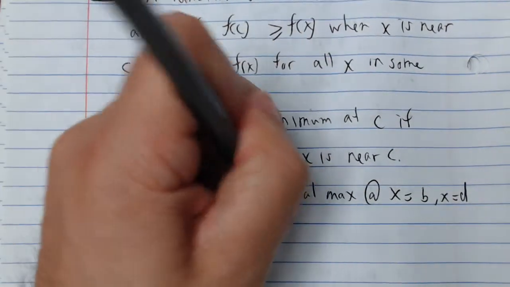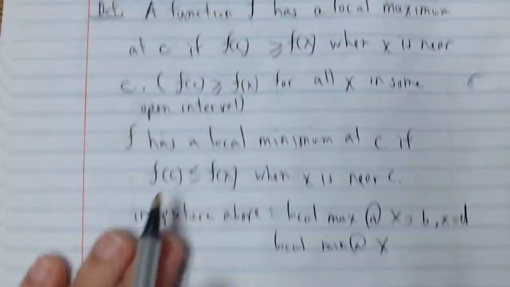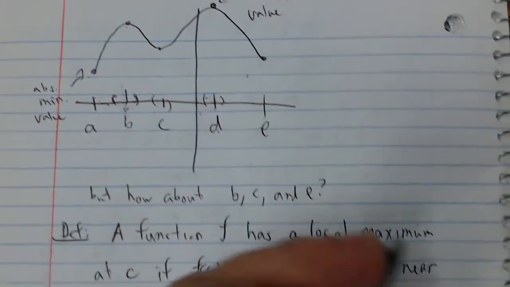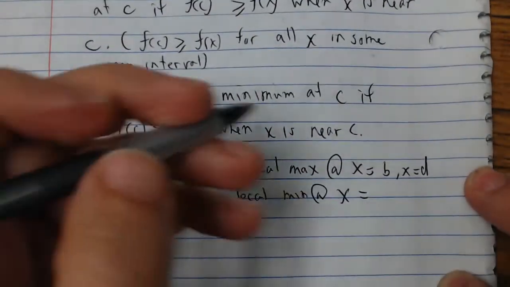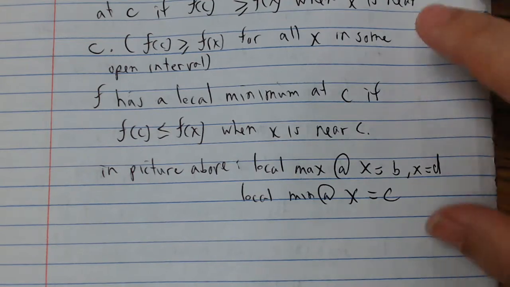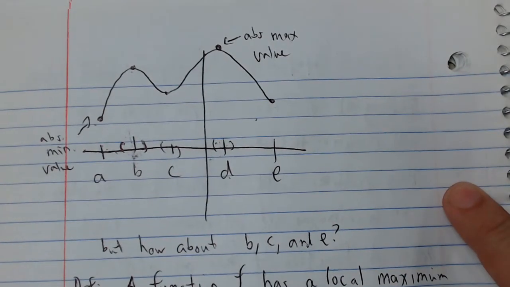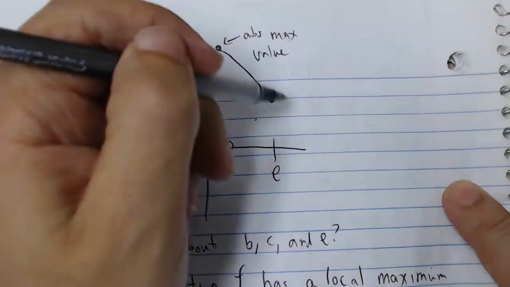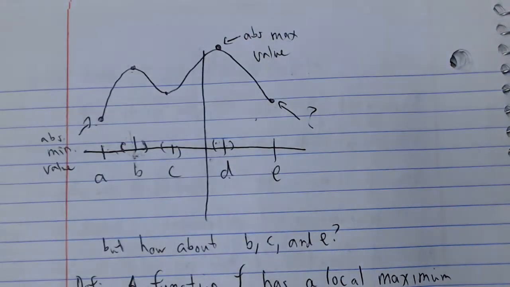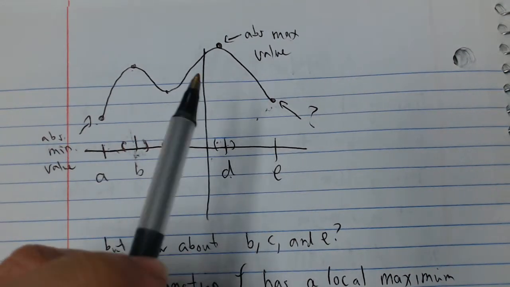And then what else do we have? We have a local minimum at x equals c. Okay, now my question is this. How about at e? Is that a local max or local min? In fact, the answer to this is at e, we don't have anything.